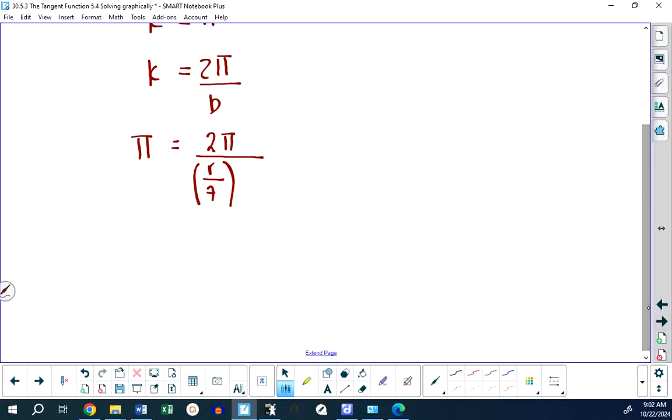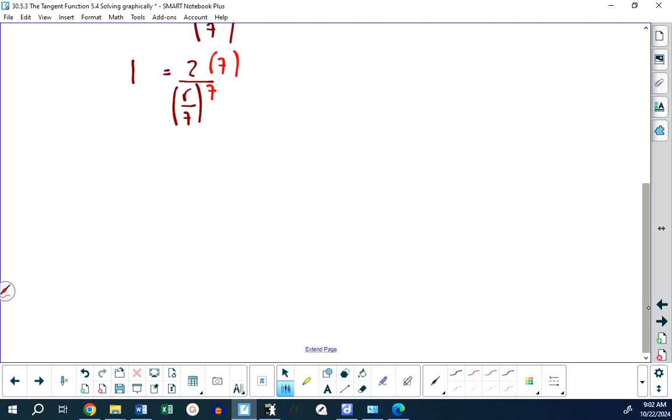So the pi's cancel. I'm left with 1 equals 2 over r over 7. I would prefer to multiply top and bottom of that fraction by 7 to get 1 equals 14 over r, and then you can rearrange that for r as 14.